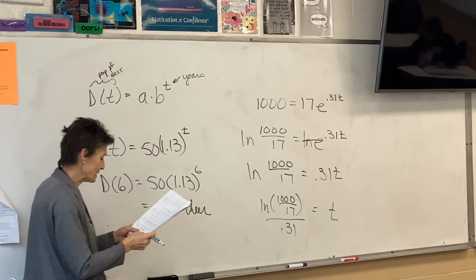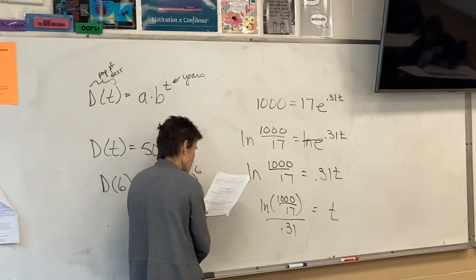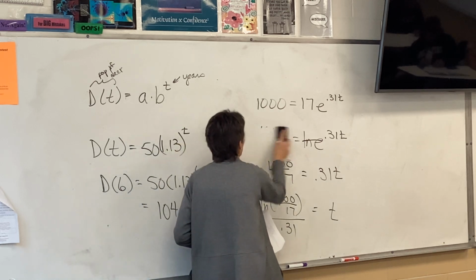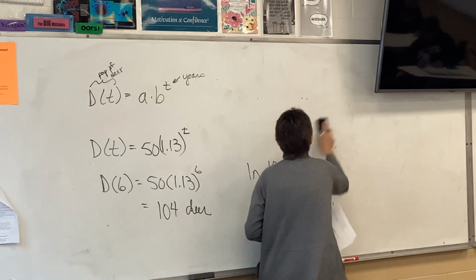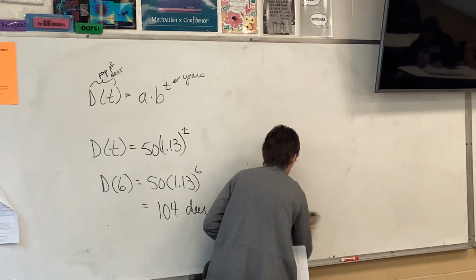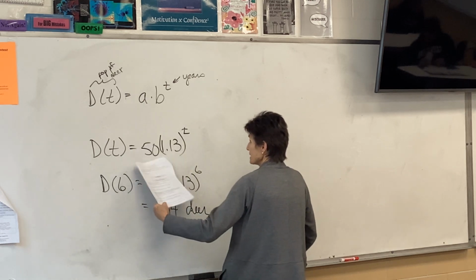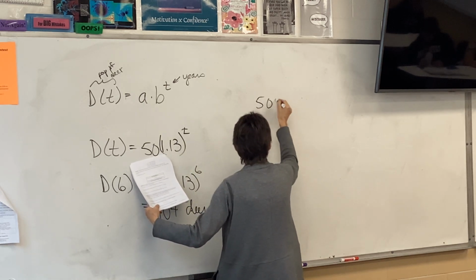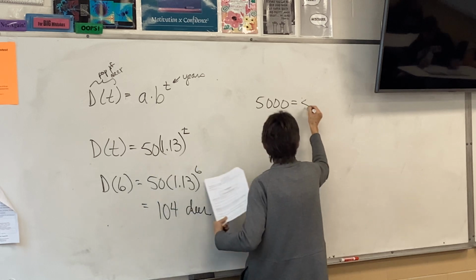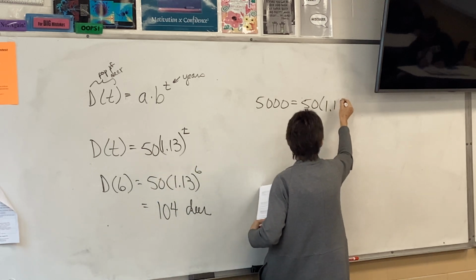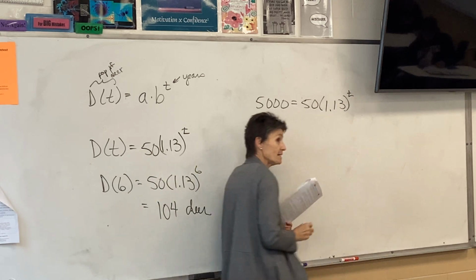Find the time t when the population of deer is 5,000. So we're using our same equation, but now 5,000 equals 50 times 1.13 to the t.